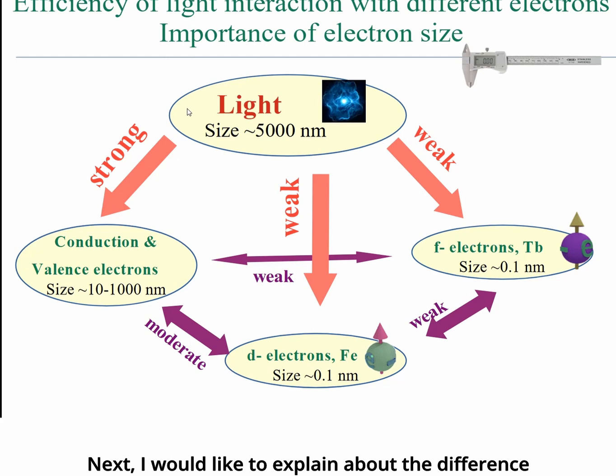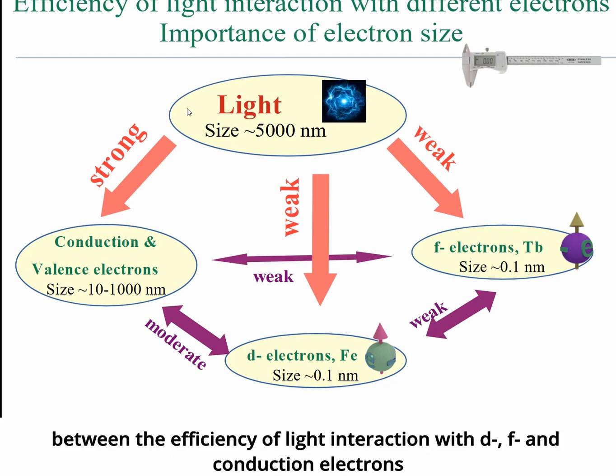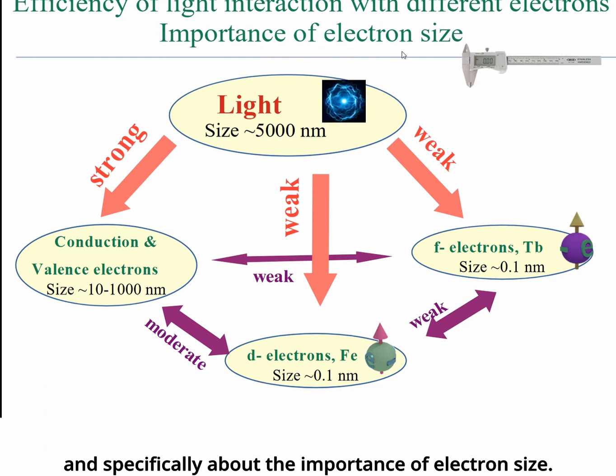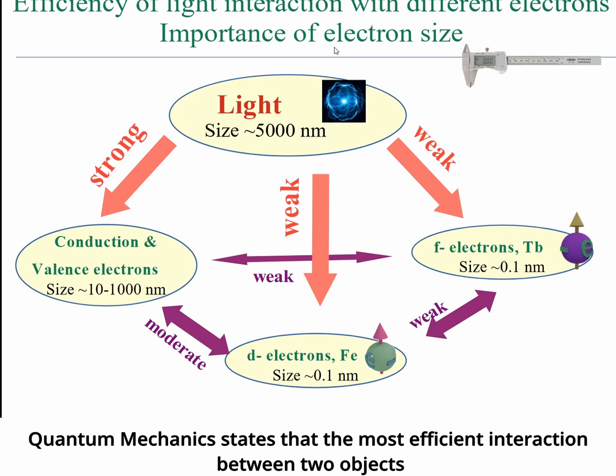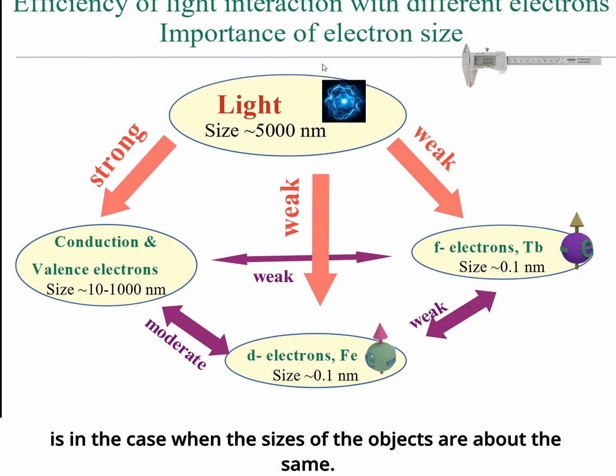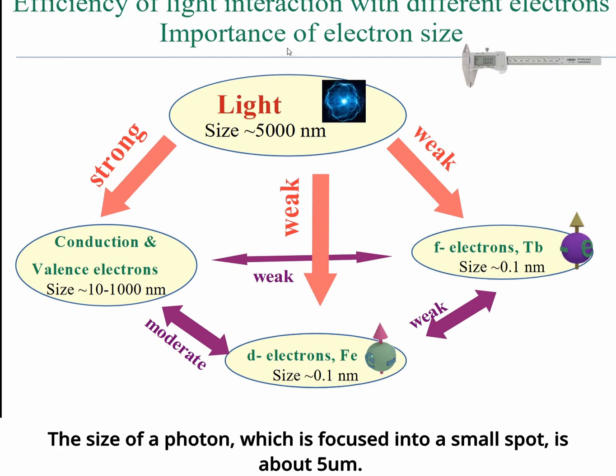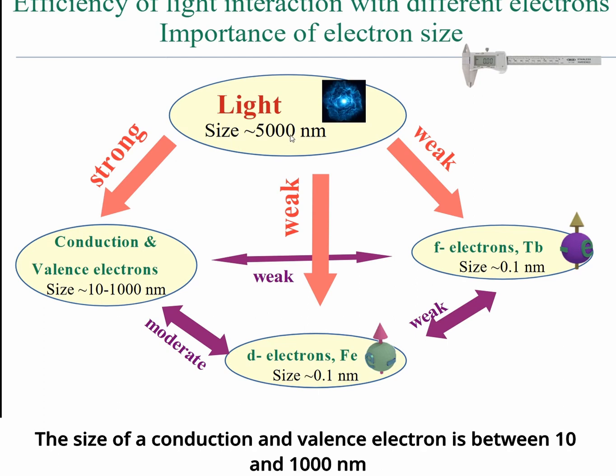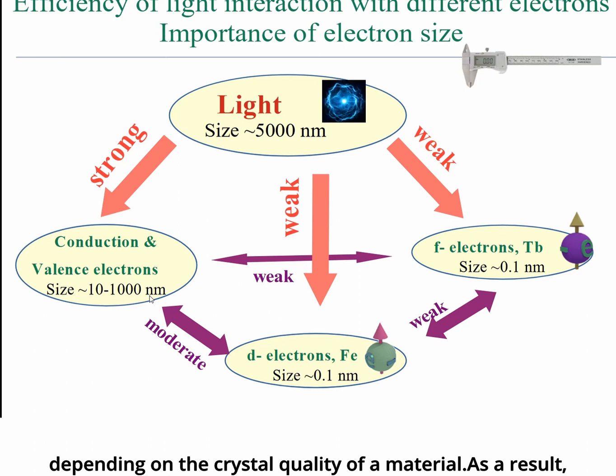Next, I would like to explain about the difference between the efficiency of light interaction with d, f and conduction electrons, and specifically about the importance of electron size. The quantum mechanics states that the most efficient interaction between two objects is in the case when the sizes of two objects are about the same. The size of photon, which is focused into the small spot, is about 5 micrometers. The size of conduction and valence electron is between 10 and 1000 nanometers, depending on the crystal quality of a material.